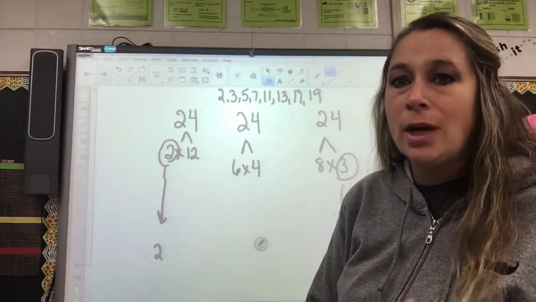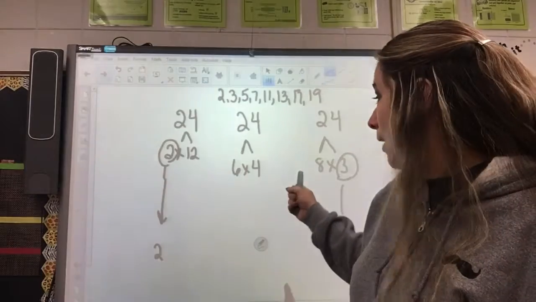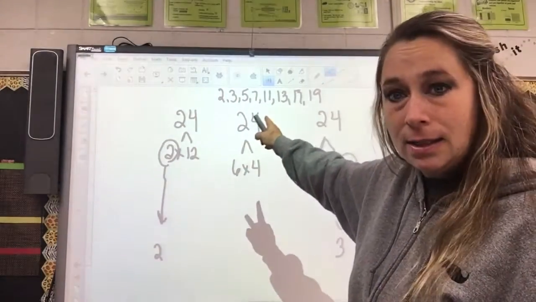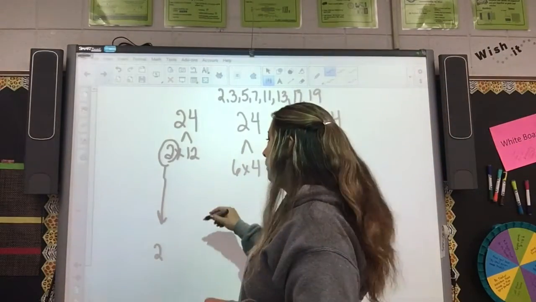Okay? Now, the only difference is the middle one, you have to break down both. Because I have a 6 and a 4, and neither one of those numbers is in my prime list. So those two have to be broken down. 12 is not in that list. 8 is not in that list. So we got to break down these numbers. Let's start with 1 and finish it, and then I'll work my way over.